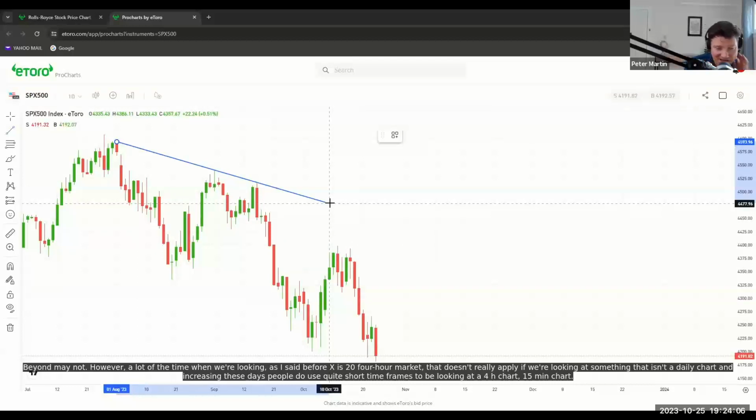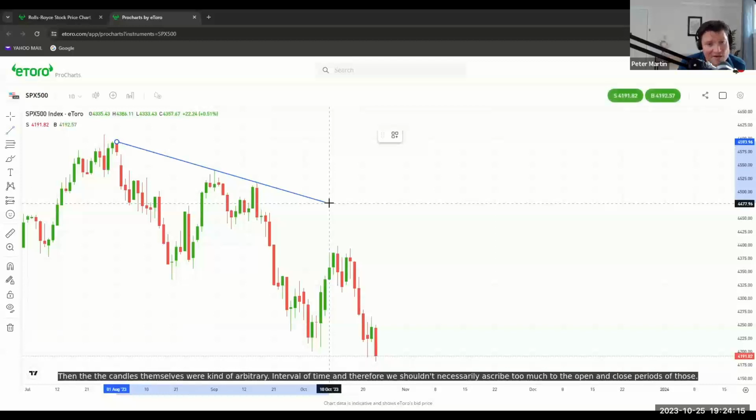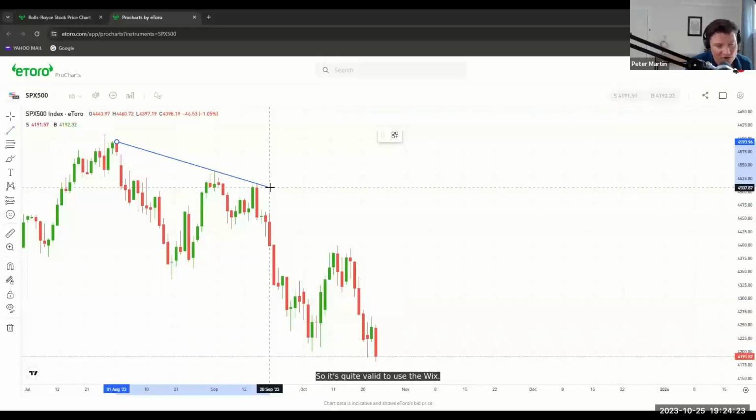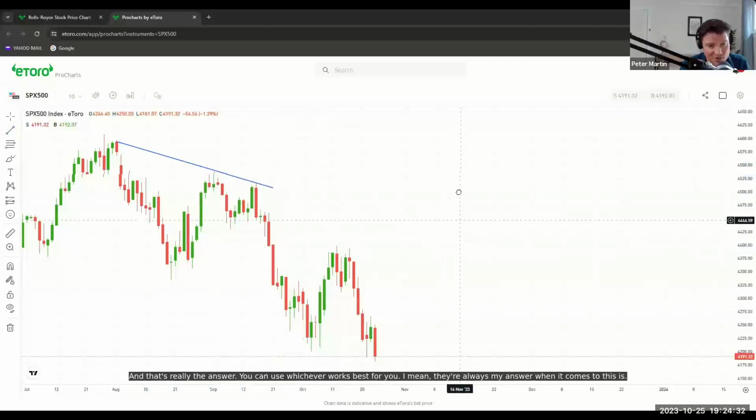If we're looking at something that isn't a daily chart, and increasingly these days people do use quite short time frames, like a 4-hour chart or a 15-minute chart, then the candles themselves are a kind of arbitrary interval of time, and therefore we shouldn't necessarily ascribe too much to the open and close of those. So it's quite valid to use the wicks, and that's really the answer. You can use whichever works best for you.